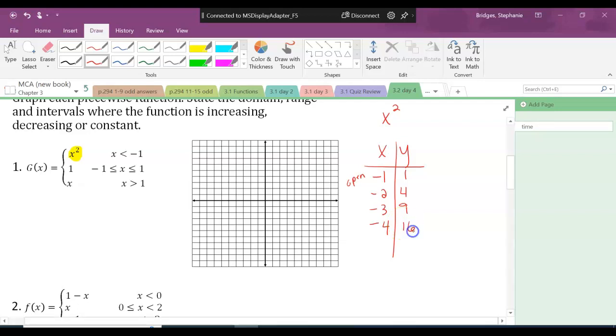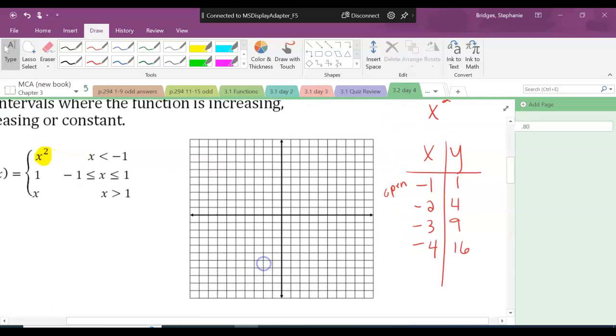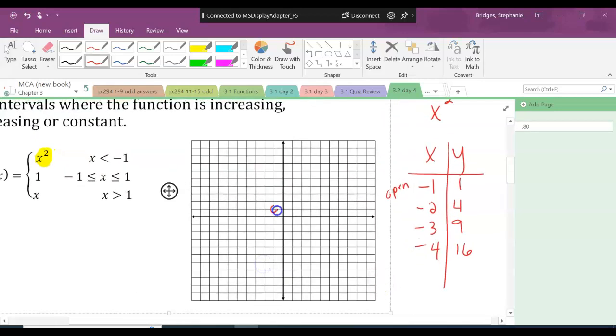So I'm going to plot these points. And again, at that first point, -1, +1, I'm going to use an open circle. So at -1, +1, I'm just going to draw myself an open circle instead of closed one. Then all of my other points will be actual points. And then we're going to connect once we're finished with those. I'm going to graph the point -2, 4. And I'm going to graph the point -3, 9.